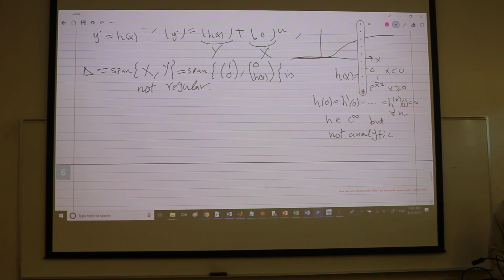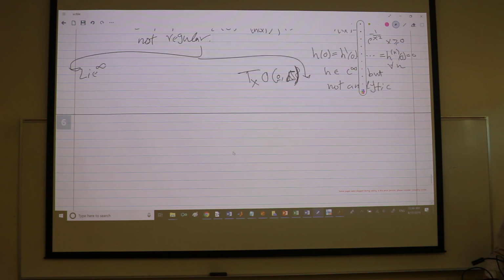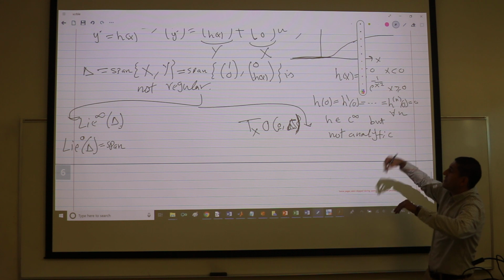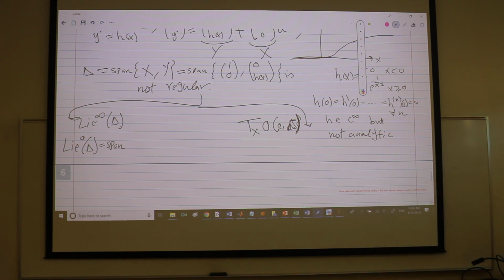Okay, let's compute our two objects. What are two objects? The Lie infinity versus the tangent space from the origin of f or delta. Let's compute these two guys. The Lie brackets are easy. Let's do that. So Lie infinity of delta. Let's get the first one. So no Lie brackets, so just the span of the two vectors, but evaluated at the origin. H of 0 is 0, so there is nothing. So it's just (1, 0), right? It's just a one-dimensional vector. That's okay.